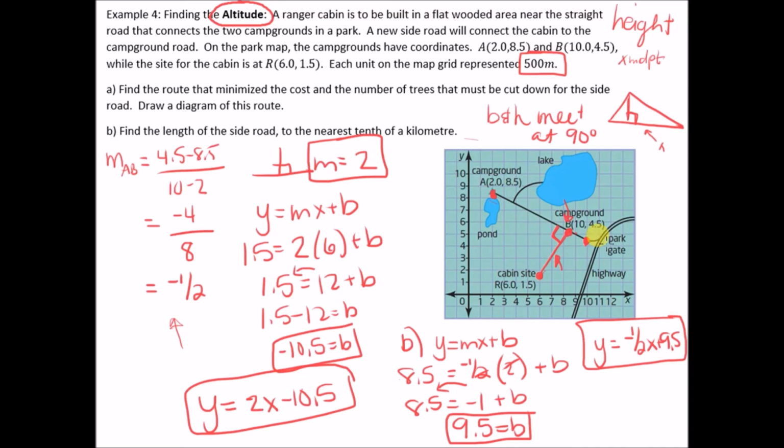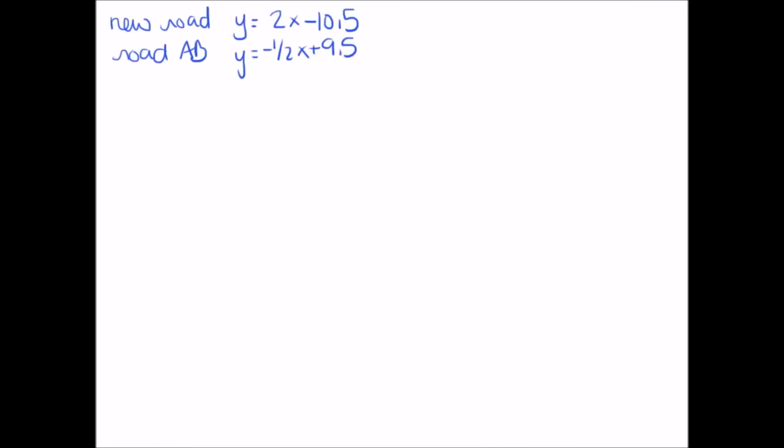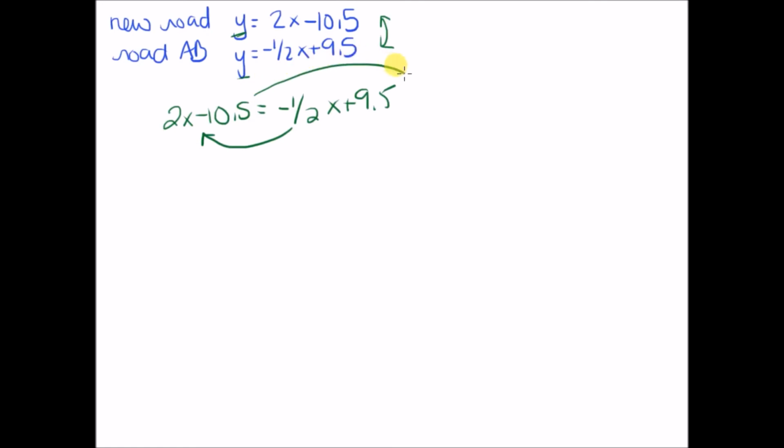Now let's find the point of intersection. The point of intersection will give us this point right here. Okay, so all I did was I wrote down the equations of the new road, that's from the ranger cabin, and then the road AB. Now let's find the point of intersection. Because the y's are isolated, we can just set these equal to one another. Okay, -1/2 x plus 9.5. Let's bring the -1/2 x over, and let's bring the -10.5 over. We have 2x plus 1/2 x equals 9.5 plus 10.5.